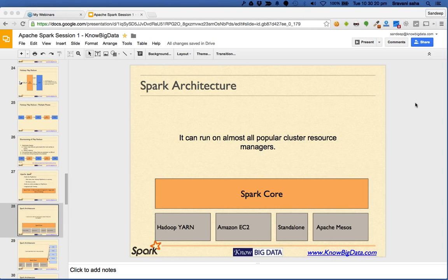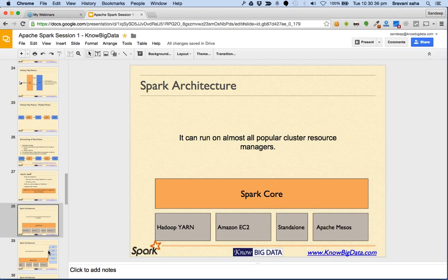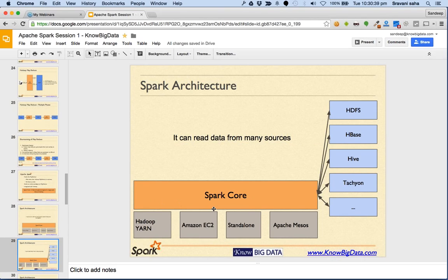All right. So Spark can run on almost all popular cluster resource managers. Cluster means a cluster of computers, and these tools are good resource managers. Now that was how Spark runs. At the same time, Spark, while running, can read from many data sources. These data sources start from HDFS, HBase, Hive, and Tachyon, as well as Cassandra. It also runs on Cassandra, and many more.